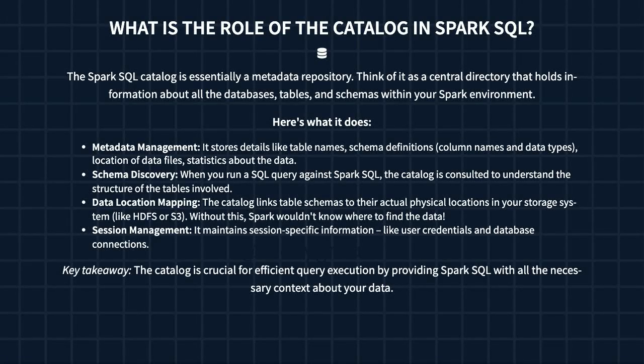Okay, let's talk about the catalog in Spark SQL. It's a really important part of how Spark understands and works with your data. Basically, it's like a librarian for your database, as it keeps track of everything: the names of all the tables, what kind of information each column holds, like numbers or text, and most importantly, where the actual data files are stored. When you run a query in Spark SQL, the catalog is consulted to figure out the layout of those tables so Spark can efficiently find and process your data.